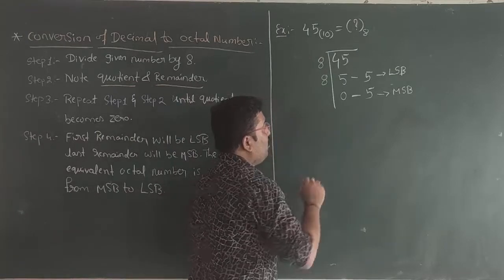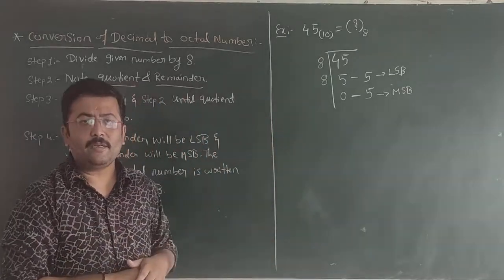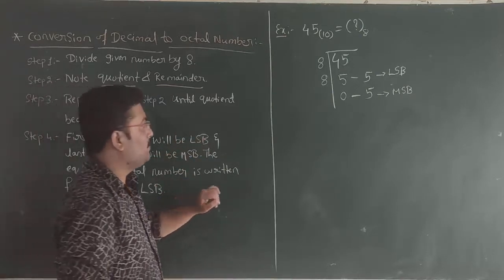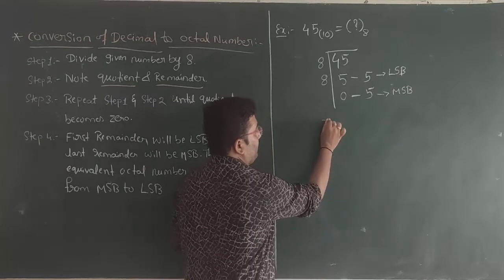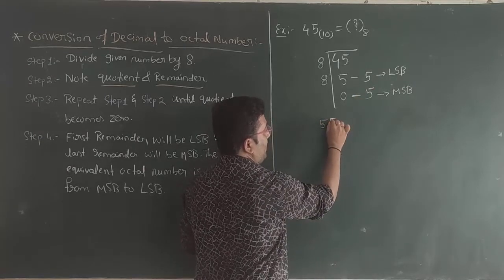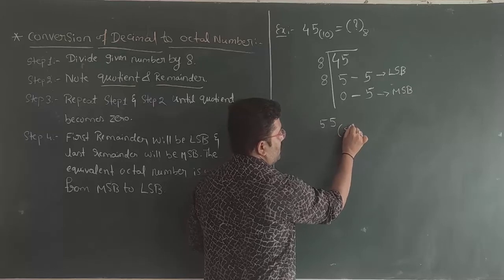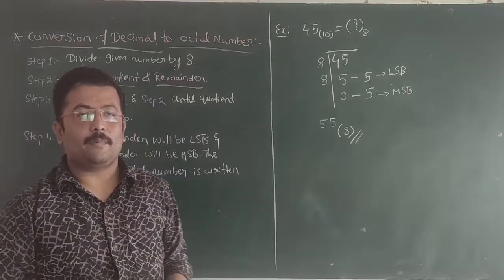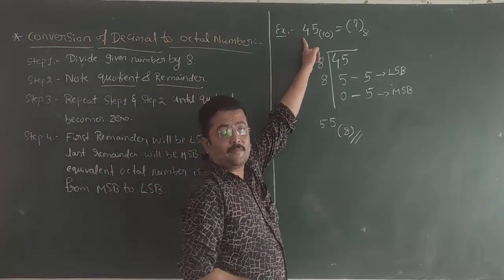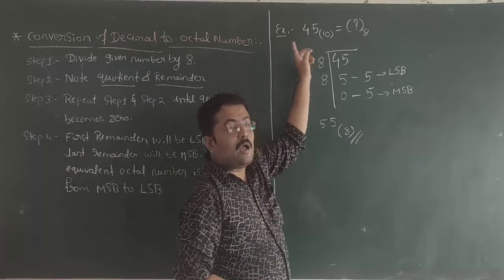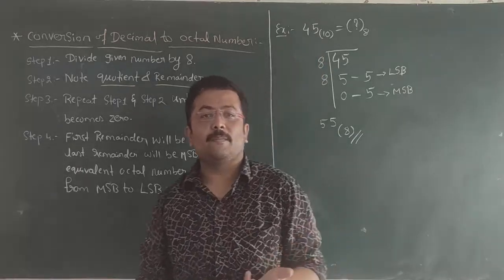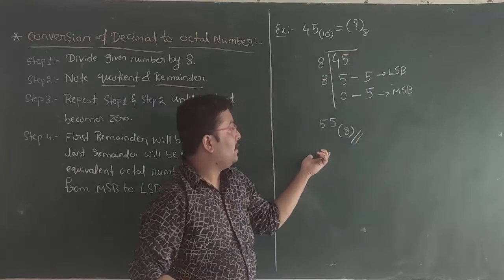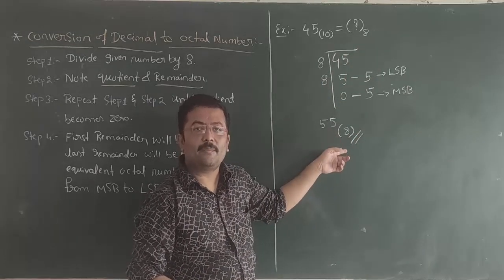I want to write the equivalent number from MSB to LSB. So MSB is 5 and LSB is also 5, to the base 8. This is my equivalent octal number of the decimal number 45 to the base 10. So 45 to the base 10, that is decimal number system, is converted into octal number. The octal number is 55 to the base 8.